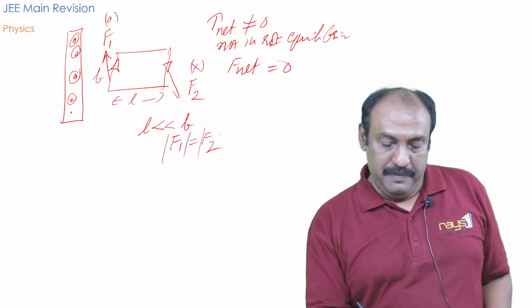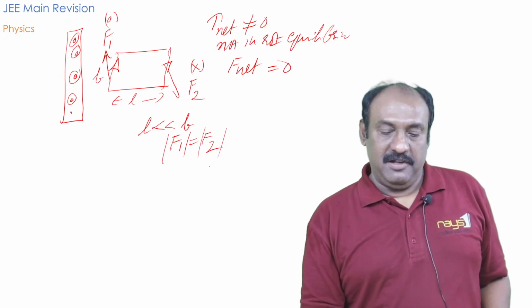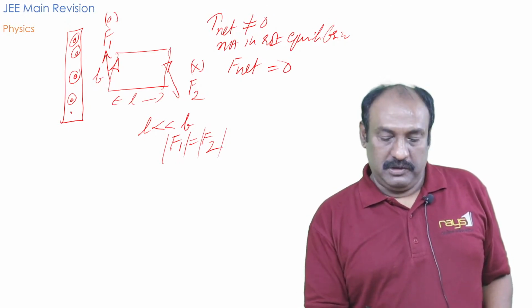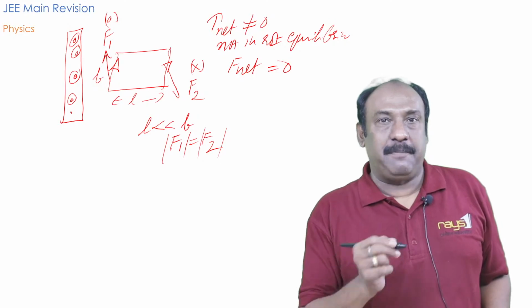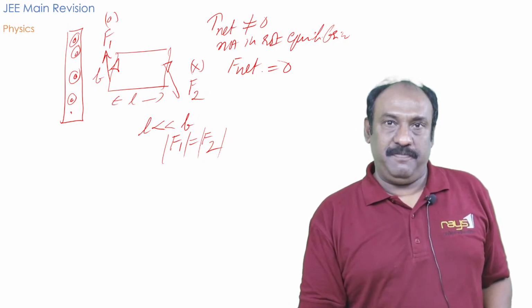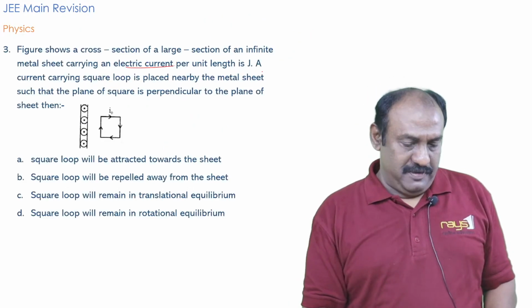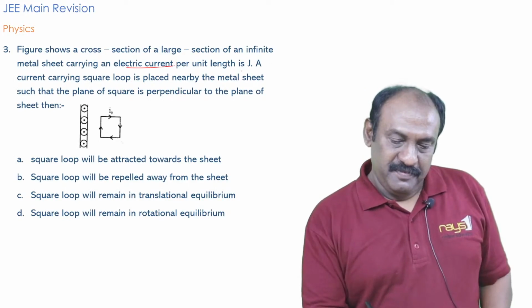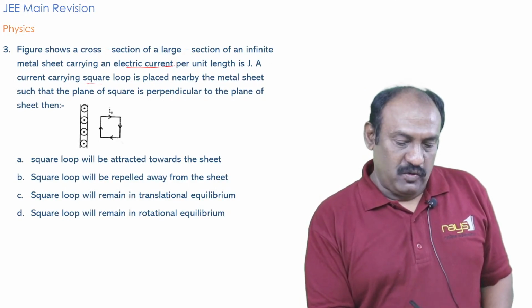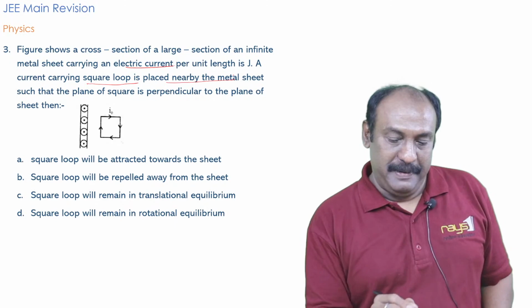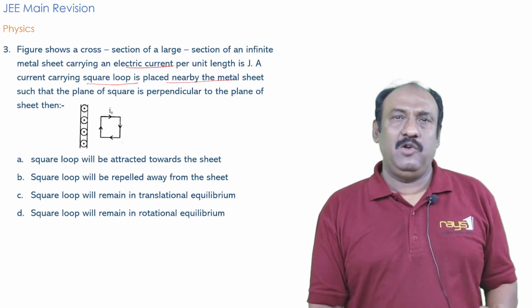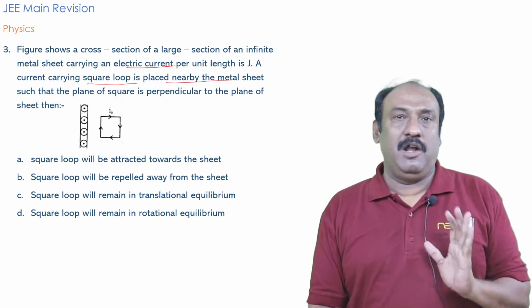Both are equal in magnitude, but in opposite direction. So net force is 0. So it is a small coil according to the given data. A current carrying square loop is placed nearby the metal sheet. So indirectly, a loop carrying current means it is a small loop here.